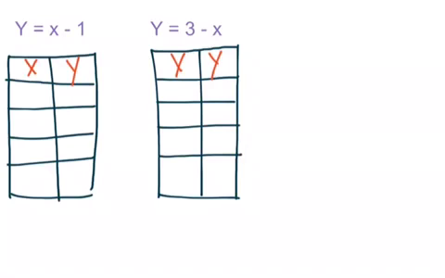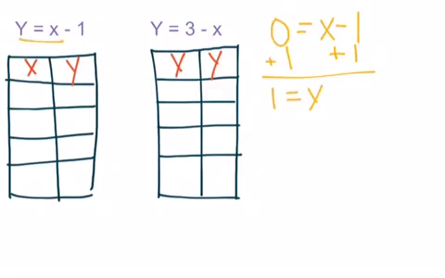So if I want to figure out what my x is here, I'm going to make y 0. For this one over here, 0 equals x minus 1. I just add 1 to both sides. x equals 1. So when y equals 0, x equals 1.